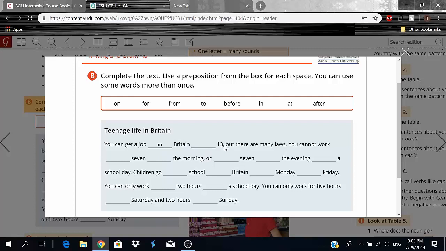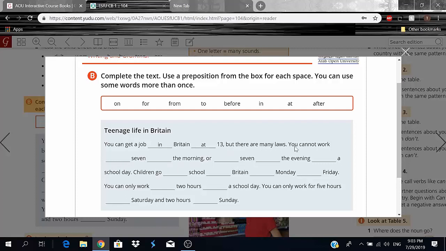I'm going to use "at." So where is "at"? At 13. So I use "at" with age. So 13, at. So at 13. But there are many laws. You cannot work dash 7 dash the morning.